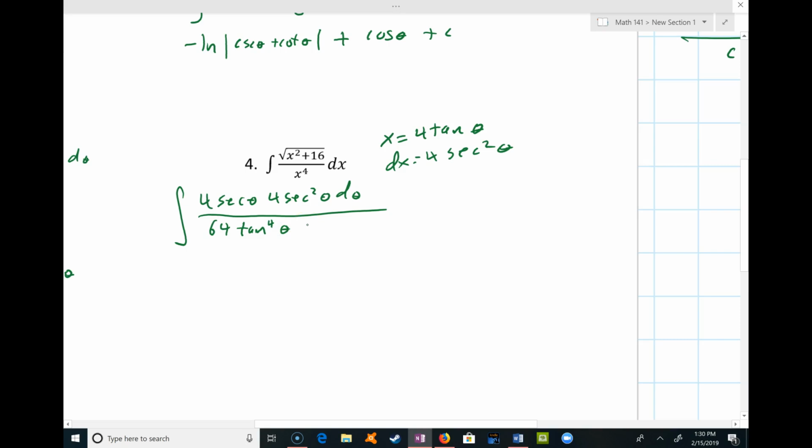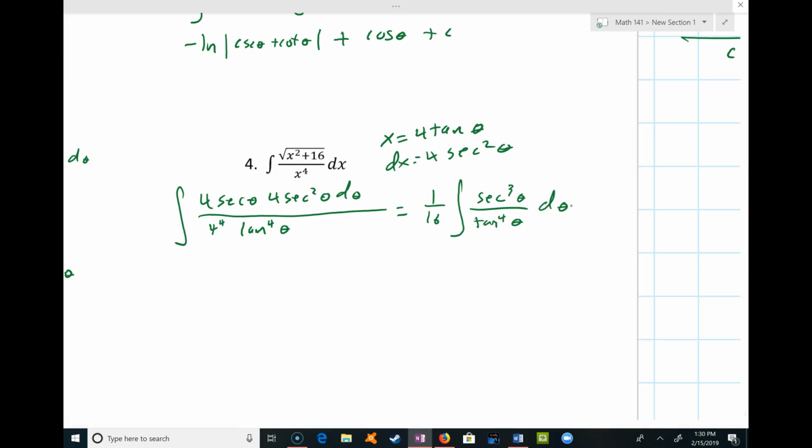Okay. And looks like a couple 4's will cancel out. That would be, whoops, that's 4 to the third, isn't it? So this is actually, will be 4 to the fourth. 2 of those 4's cancel out, leaving just a 16 on the bottom. So I'm going to have a 1/16 out front, integral of secant cubed theta over tangent to the fourth theta, d theta.